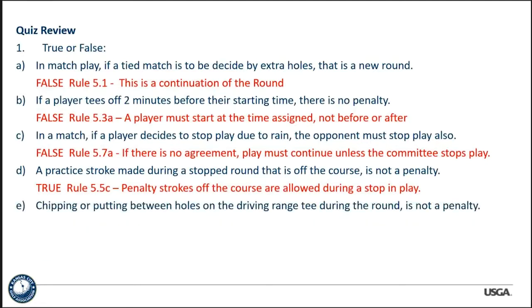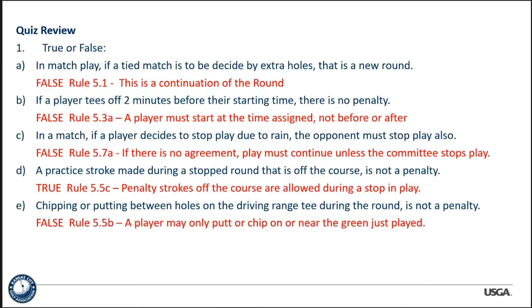Chipping or putting between holes on the driving range tee during the round is not a penalty. True or false? Why is that false? Driving range is not included in those areas that we can do it. It's got to be the green that you just last played, the teeing area of the hole you're going to play, or any practice green. Okay? Kind of a little tricky question there, but it's important to know that you can't just chip and putt around on the driving range.